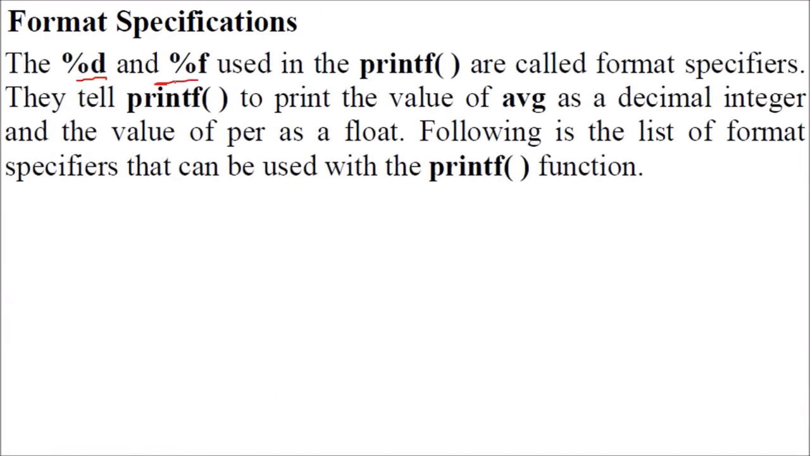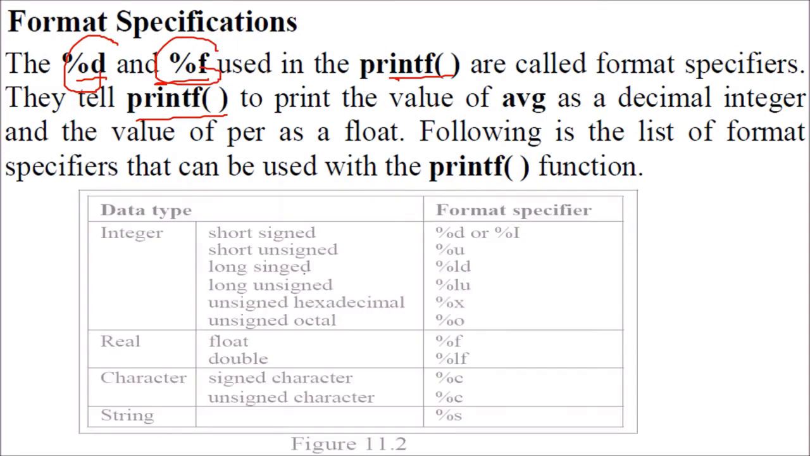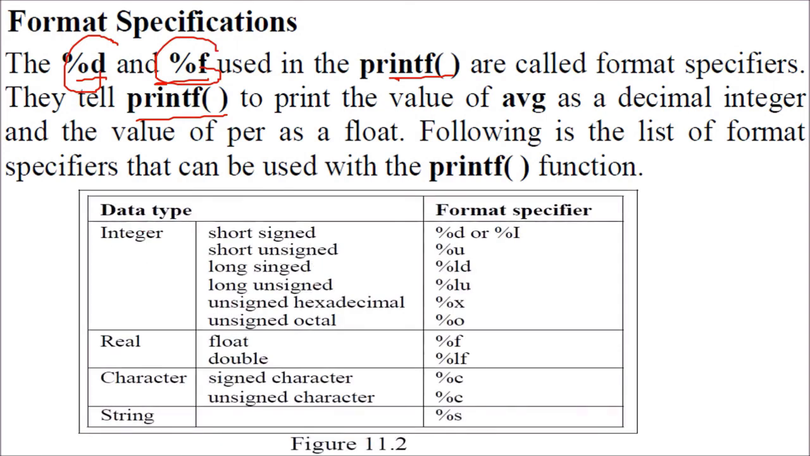This %d, %f, all of which you give in printf, are called format specifiers. And they tell printf to do what? To show something that is an integer or a float on the screen or in a file. So we have various data types, and what are the format specifiers we generally use? This is given as a C template.